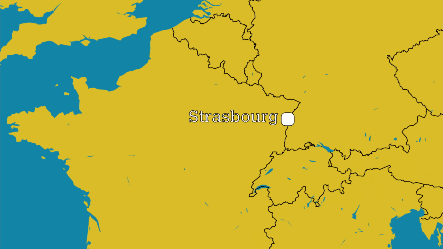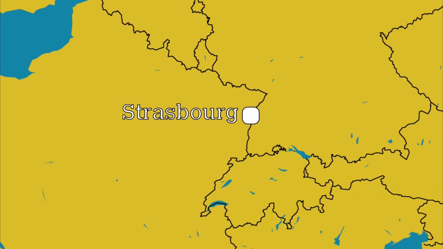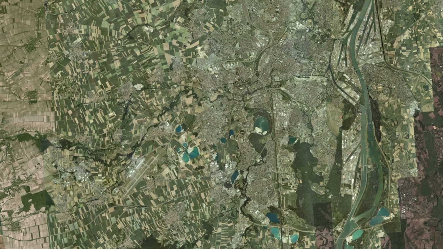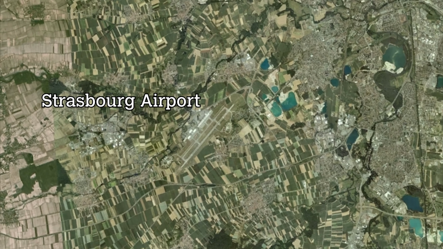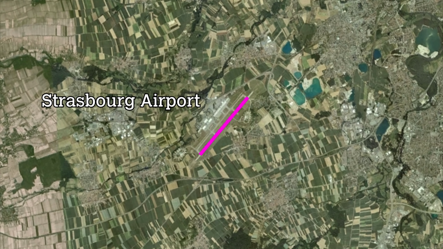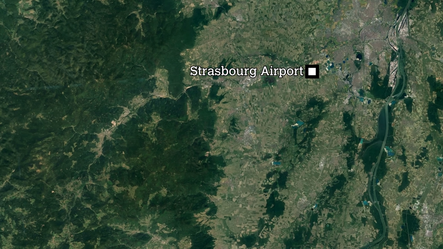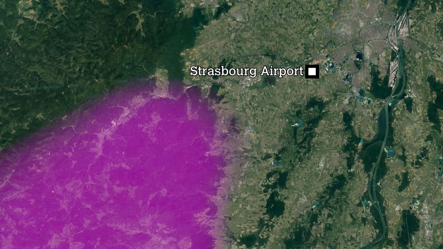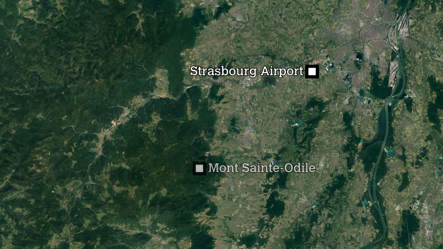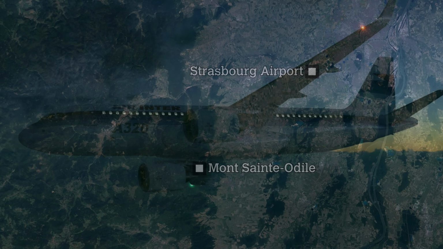Strasbourg, in France, is located here, near the border with Germany. The Strasbourg airport is located to the southwest of the city and features just one runway with a northeast-southwest orientation. The runway is marked 05/23, and the runway numbering was the same in 1992 as it is today. Let's take a moment to appreciate that further to the southwest of the airport is a small mountain range, which includes the peak of Mont Saint-Odile. This mountain would ultimately become the crash site of Flight 148.